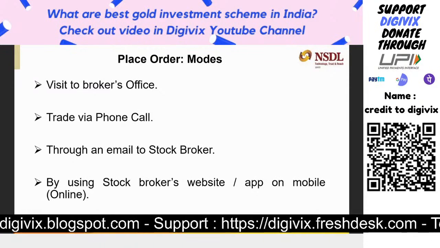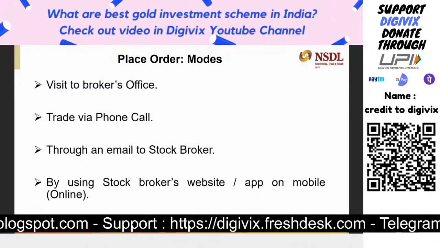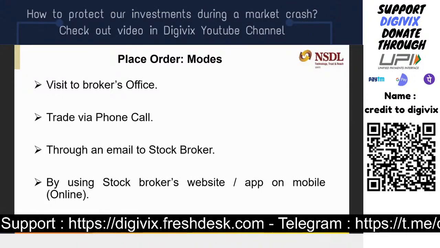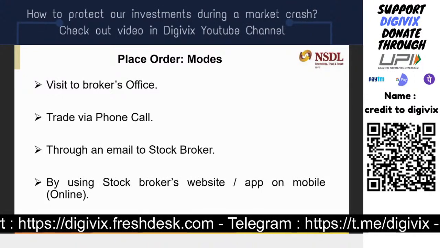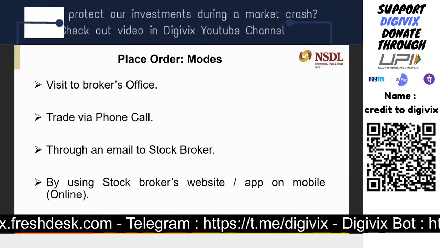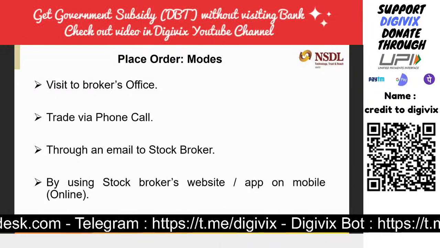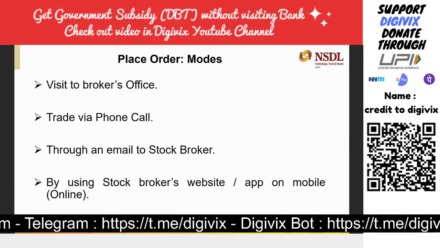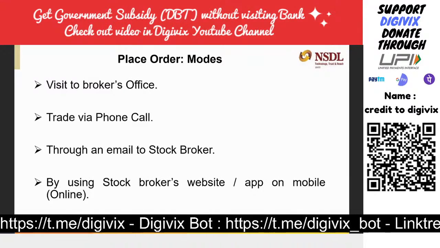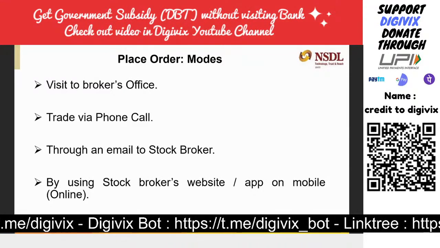You can also try to put your order that way, but out of all the methods, what I would personally suggest is to have an app on your mobile, or maybe their website, because my rule remains the same. It's my money, I have to be in control, so I need to know at what price, what quantity, all of that.